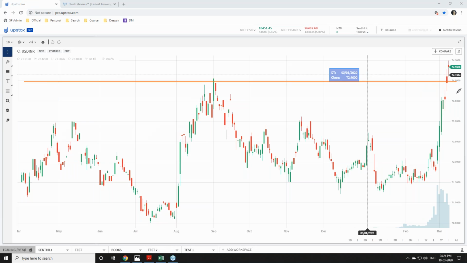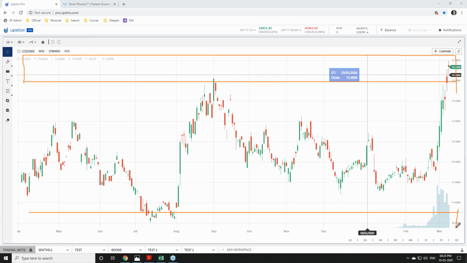If you see here, it is at the top of the curve. That means the currency is very costly now. The currency is trading at a very high price.